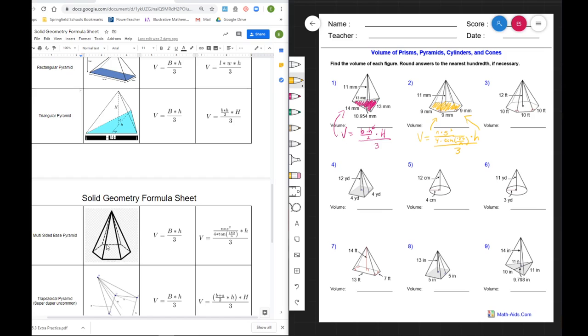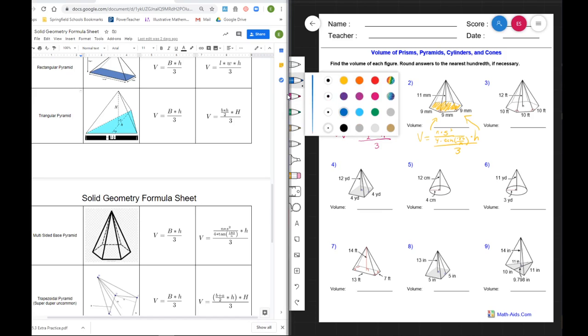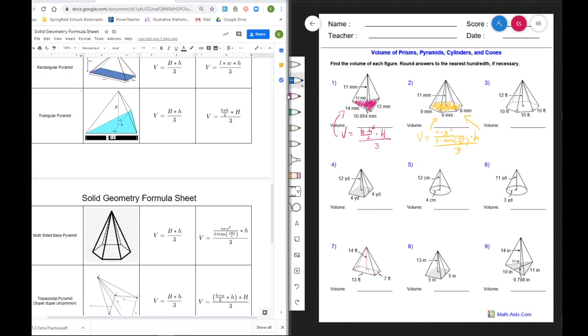Now this shape over here, let's go ahead and use blue this time. This shape right here has another hexagon base. So we're going to use the same formula here as well, but we're going to have different n's, h's, and s's to put in. So we have another multi-sided shape here.